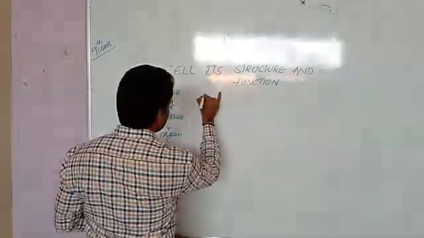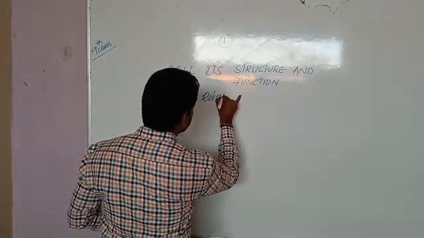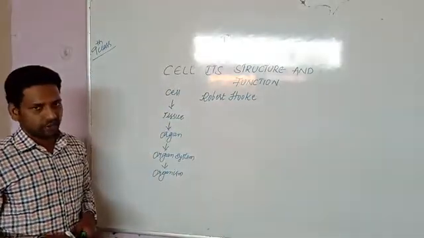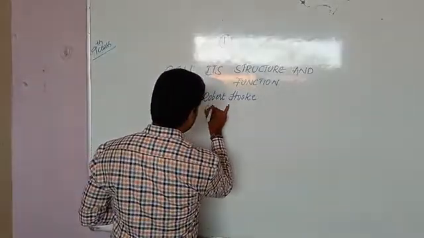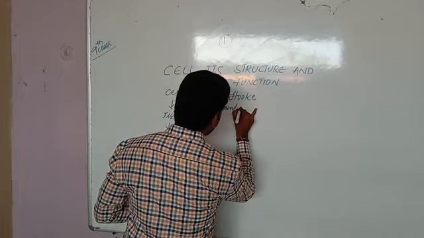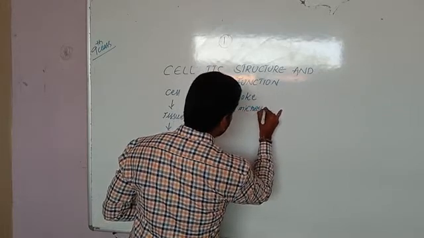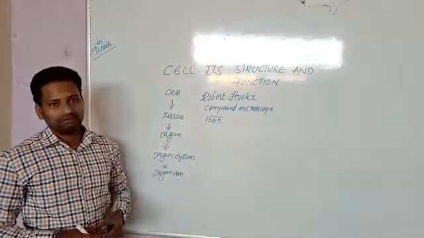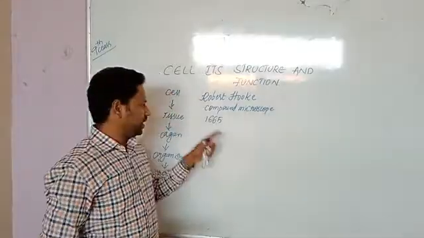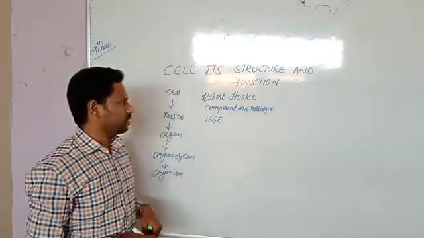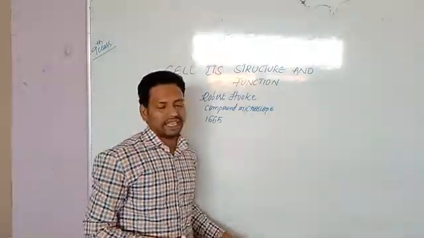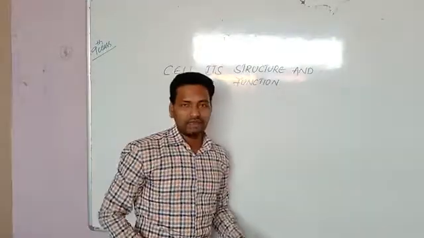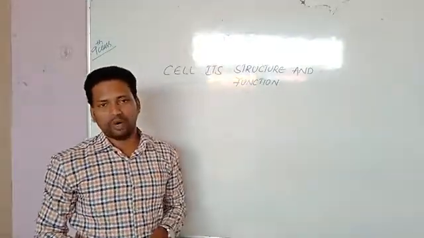So who discovered the cell? The scientist Robert Hooke discovered the cell with the compound microscope in the year 1665. Robert Hooke, by using a compound microscope in the year 1665, discovered the cell. So the cell is what we call the basic unit of structure. All the unicellular and multicellular organisms are made up of cells.